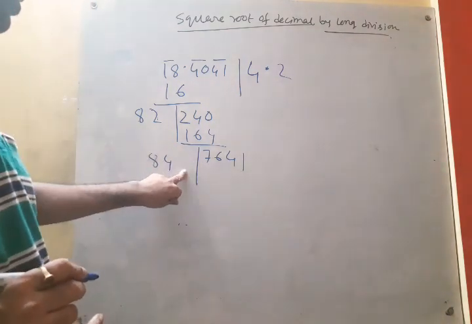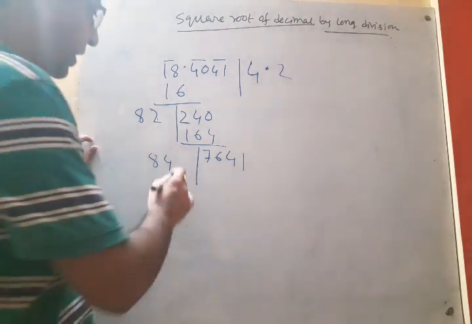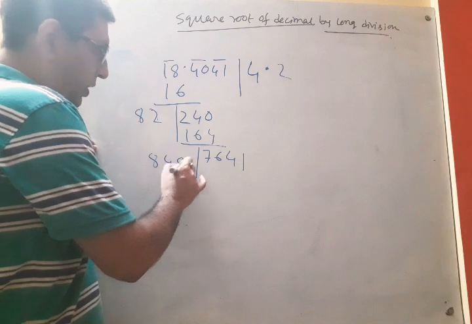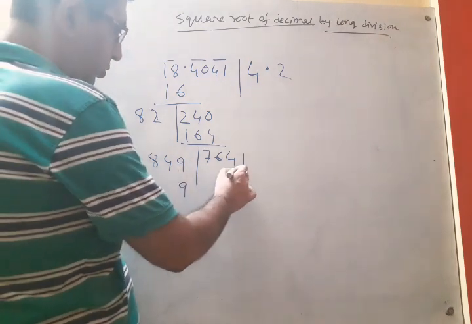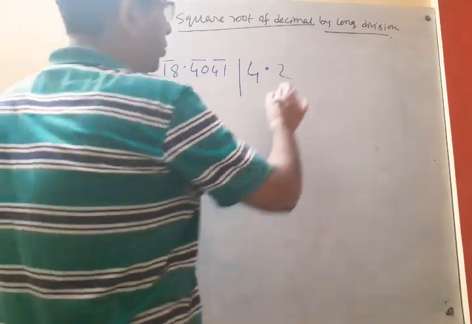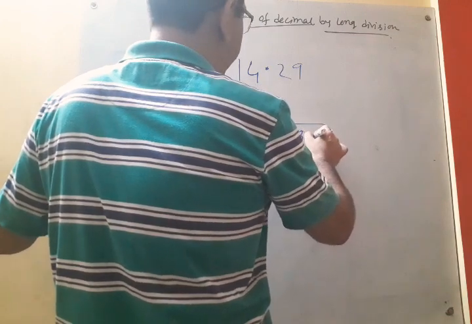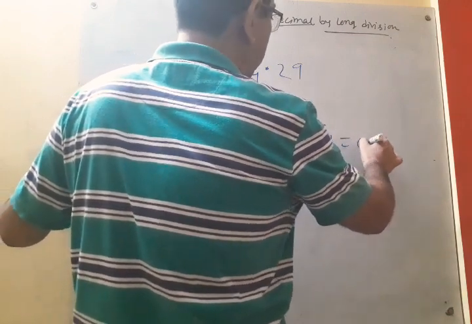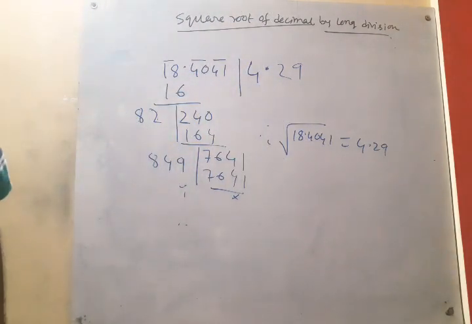So last, that means either it comes 9. Only 9 it can come. Otherwise it will not match. Write here 9 and multiply by 9. Right. So it is matching 4.29. Okay. Therefore root of 18.4041 equals 4.29.